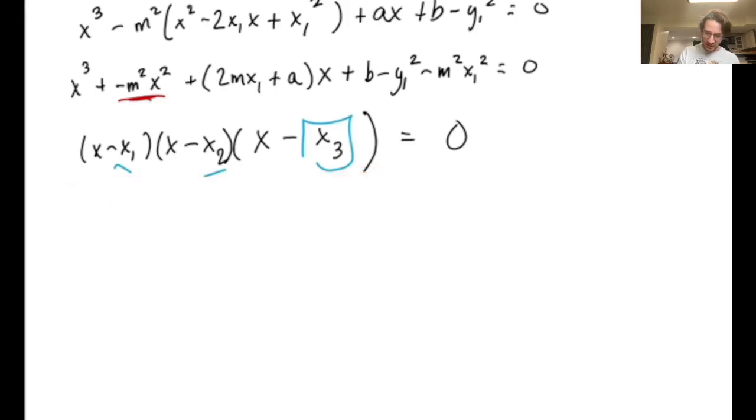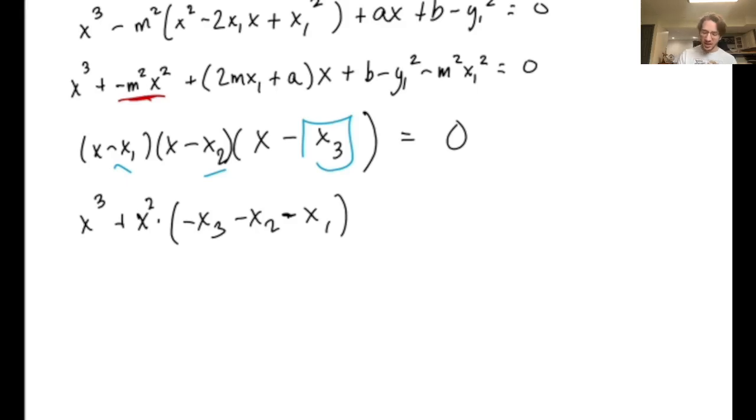I could do this x times this minus x3, right? So the x squared thing is going to have minus x3 attached to it. How else could I get an x squared? Well, this x times this minus x2, so that's going to give me a minus x2. How else could I get x squared? Well, this x times this constant minus x1. So that gives me minus x1 there.